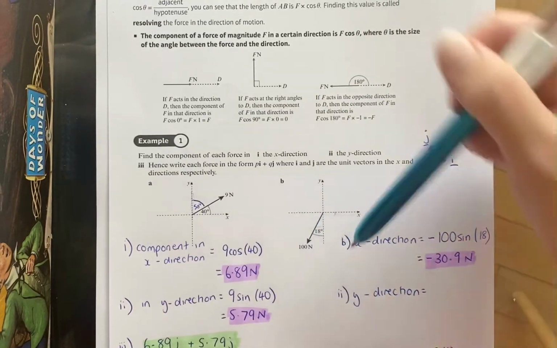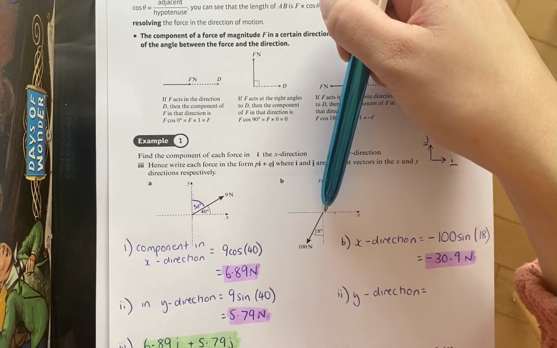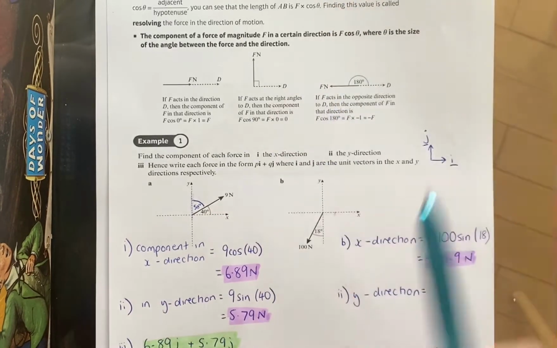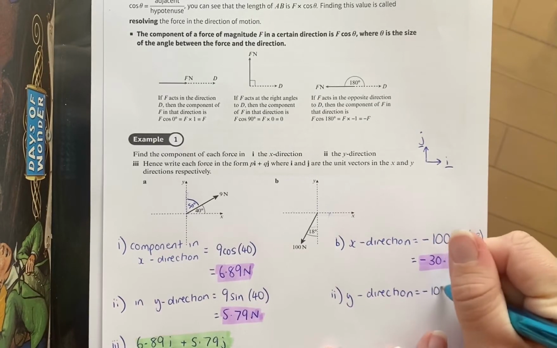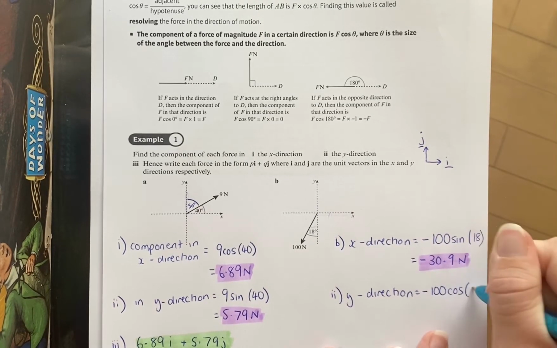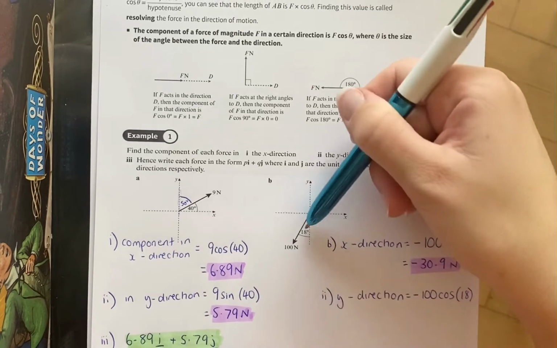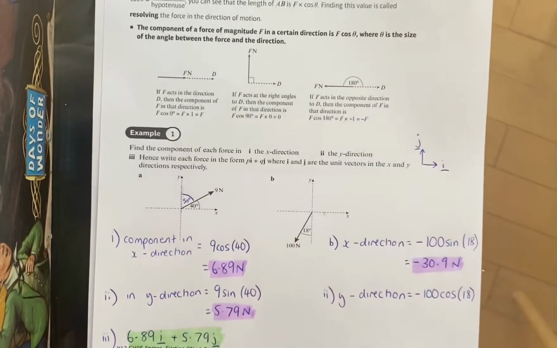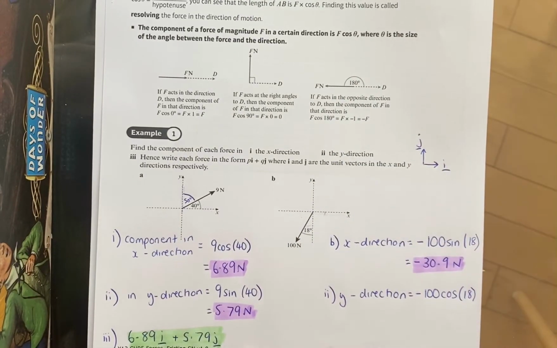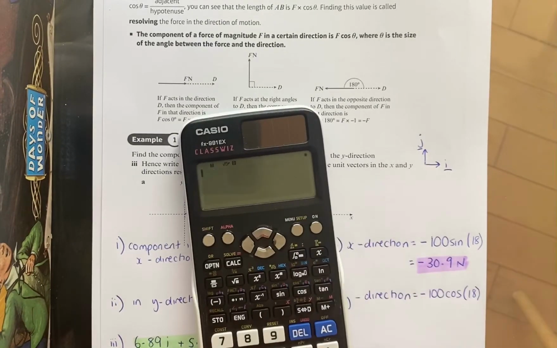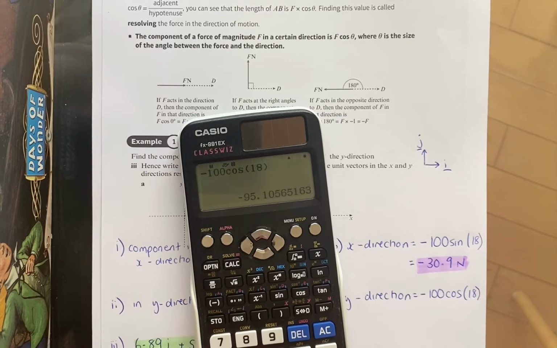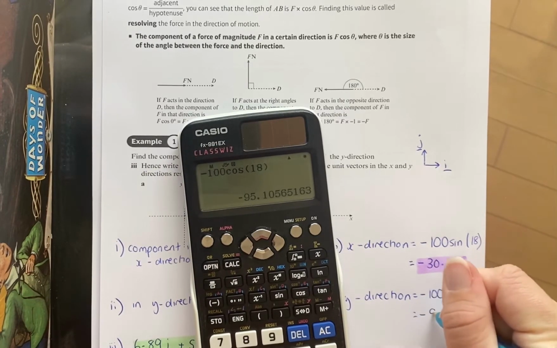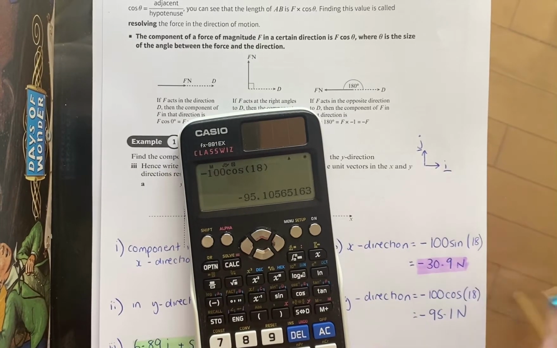So it's going to be 100 cos 18 downwards, which means that in the positive y direction, that will be negative 100 cos 18. So I've just resolved it in the negative y and made it negative. So negative 100 cos 18 is equal to minus 95.1 newtons.